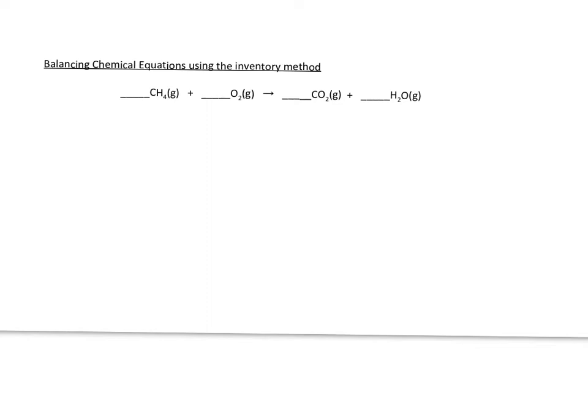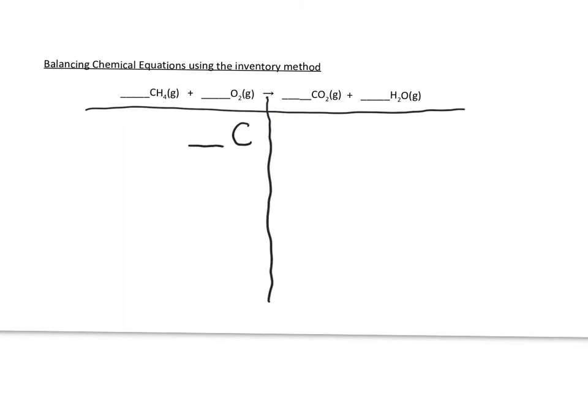Okay, so to start, I'm just going to draw a line under the chemical equation, and where the arrow is, I'm going to draw a line down. Now what I'm going to do is write out the number of elements on the reactant side and the product side. On the reactant side, we have carbon and hydrogen and oxygen. And on the product side, we have carbon and hydrogen and oxygen.